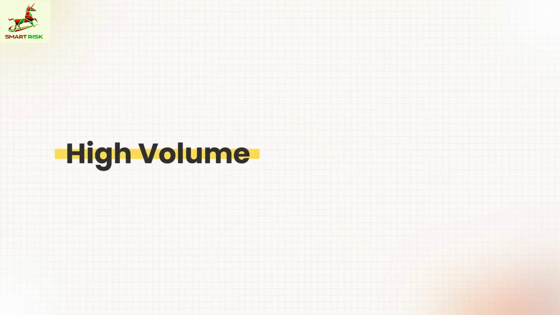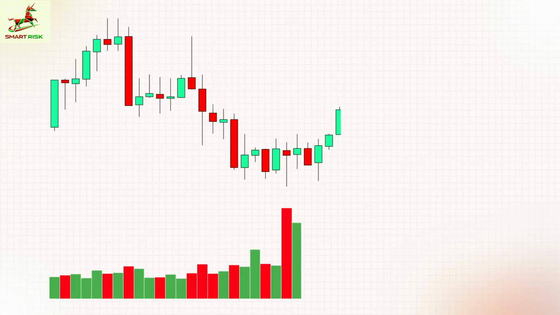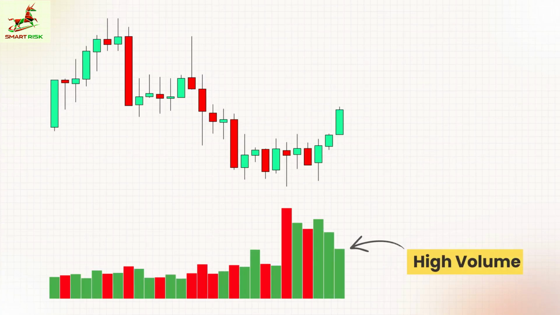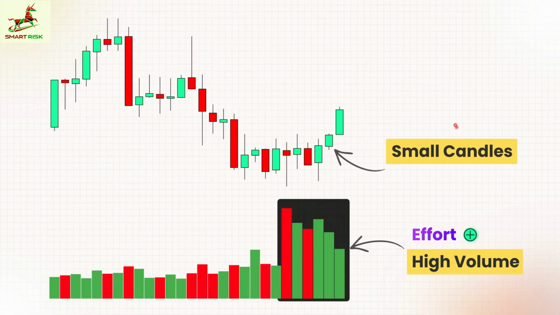Scenario number 2, high volume plus small candle. This is the most important scenario of all, so pay very close attention. If volume at a certain level on the chart is extremely high, the volume bar is way bigger than the surrounding bars, but the price candle is really small, that means a ton of effort went in, but the result was nowhere near proportional. And this is a massive warning sign for you.